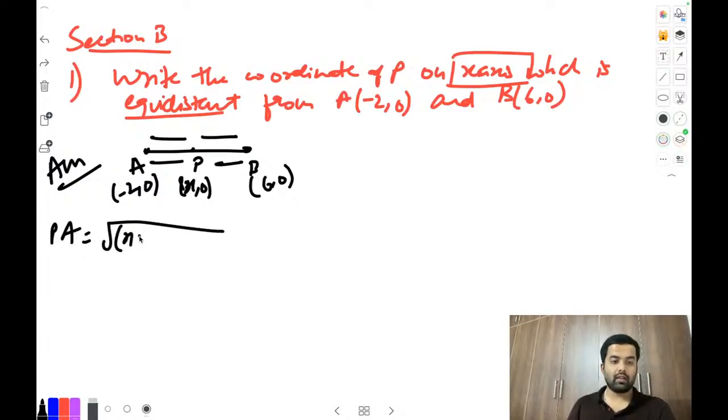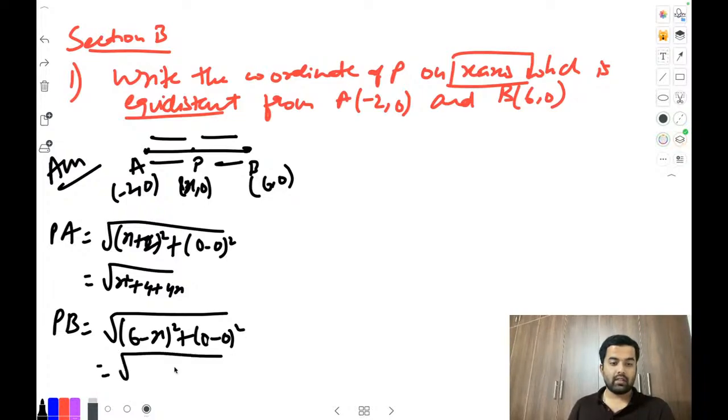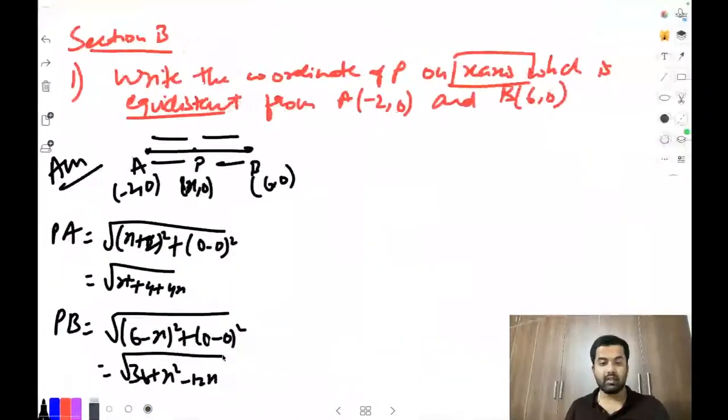So here it will come x plus 2 whole square. Here it will come 0 minus 0 whole square. So after expansion, x square plus 4 plus 4x. This will come, a plus b whole square we expanded. Then find out PB. Root under 6 minus x whole square, and 0 minus 0 whole square. After this will come 36 plus x square minus 12x. I hope it is clear now.